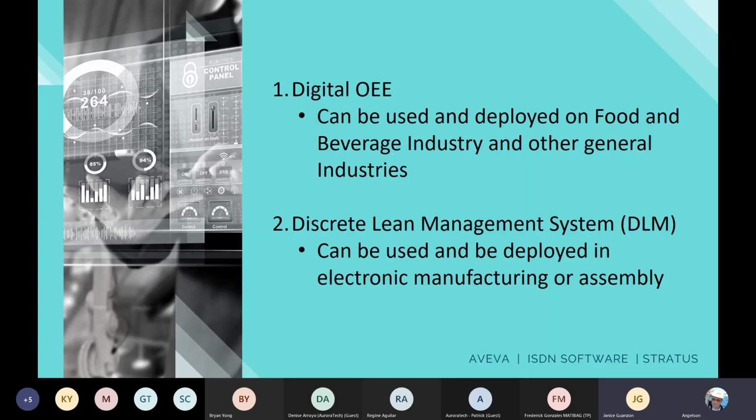Thank you, Janice, for the introduction. So good afternoon, everyone. Today I'll be presenting two solutions from AVEVA, which are Digital OEE and Discrete Lean Management System, or DLM. Although these two solutions have similarities in functionality, they differ in the way we use and deploy them in production. Digital OEE can be used and deployed in food and beverage industries and other general industries, while Discrete Lean Management System, or DLM, as the name implies, can be used and deployed in lean manufacturing plants, like electronic manufacturing or assemblies, some automotive part assemblies, and other lean manufacturing plants.